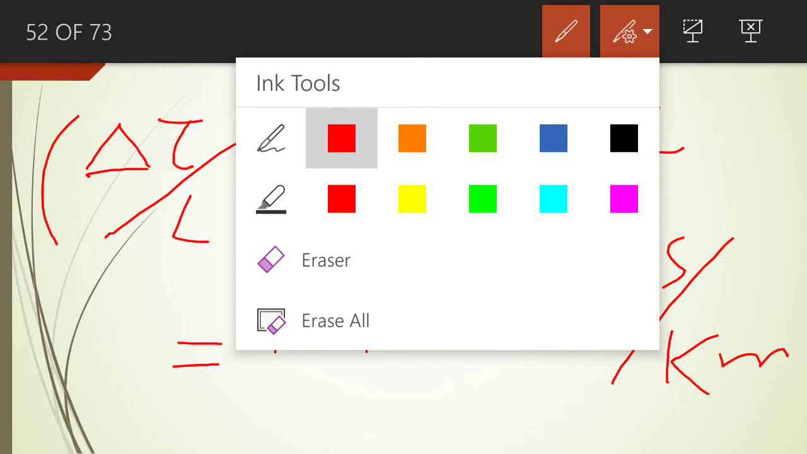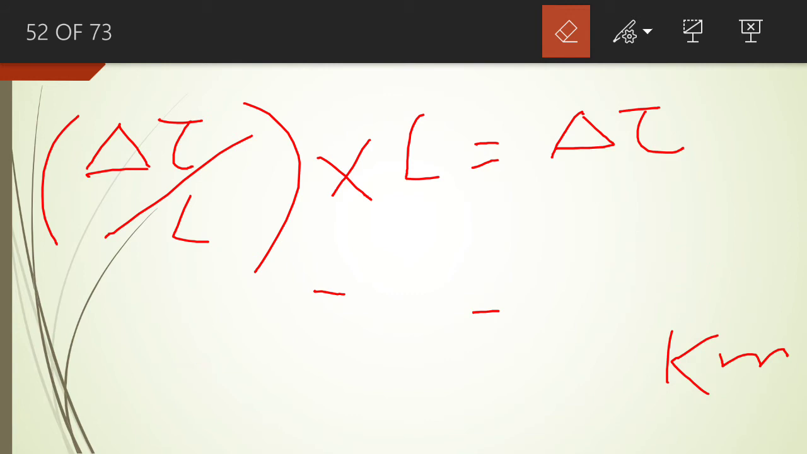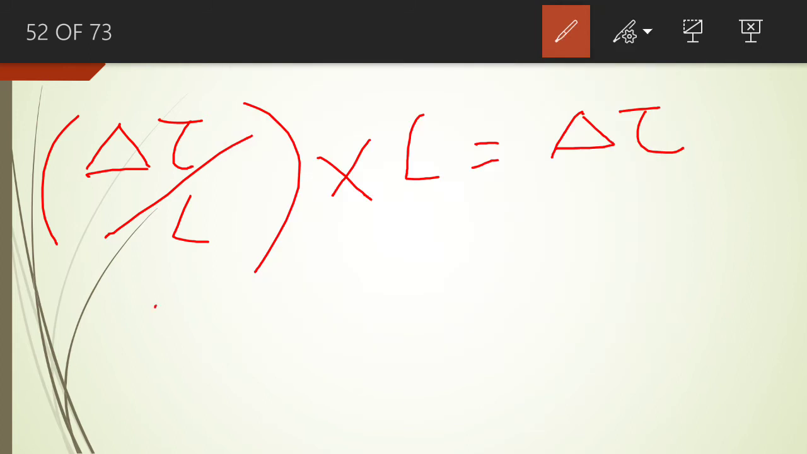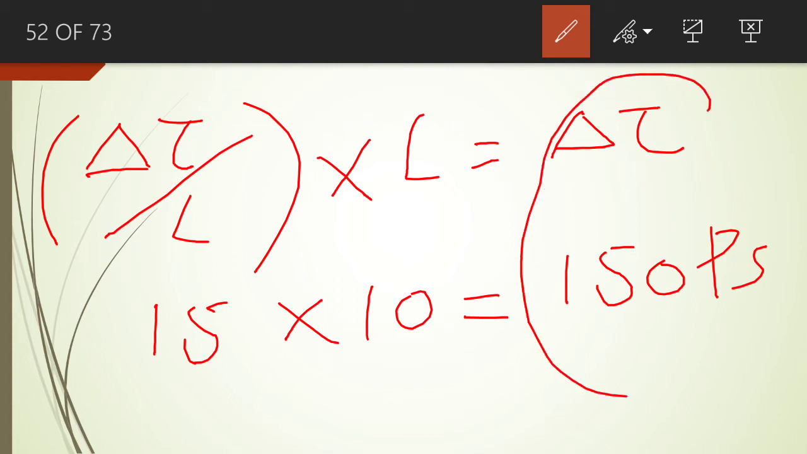So we put the values on the left hand side of this particular equation. The pulse spread per unit length is 15 picosecond per kilometer multiplied by 10 kilometer, so we get 150 picosecond. So this is the pulse spread in picosecond.